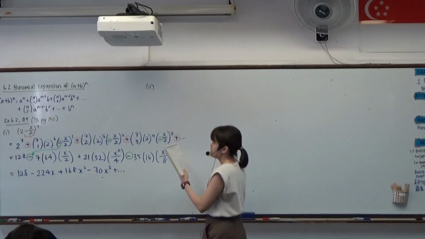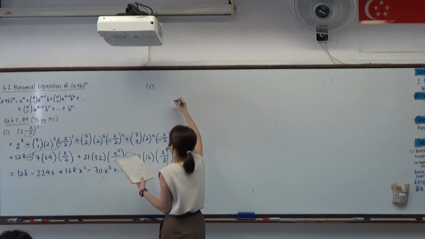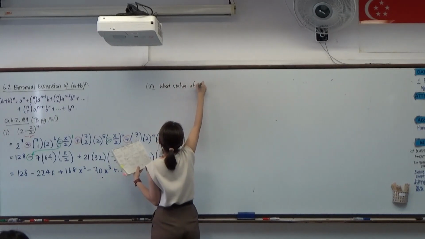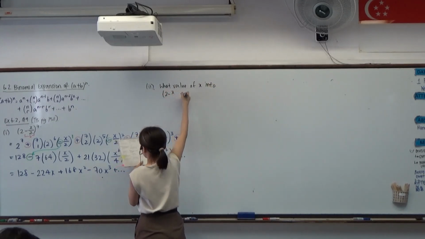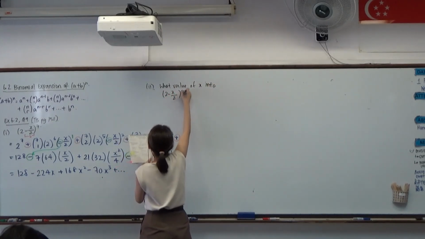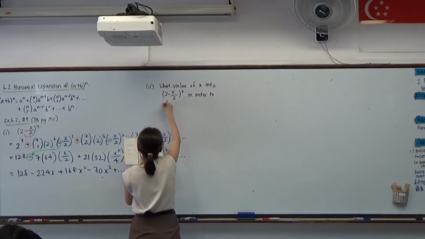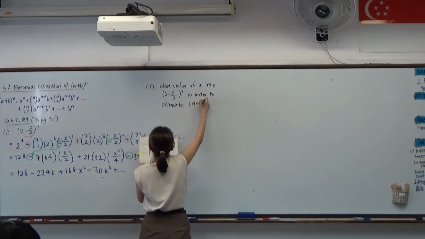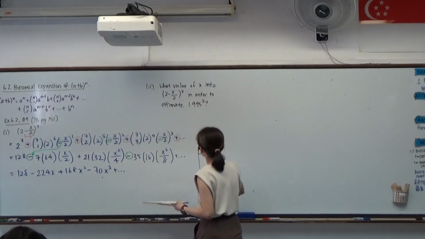Next one, part 2 is the one that maybe you have a bit of a hard time thinking about. The question asks, what value of x will you substitute into this expansion in order to estimate 1.995 to the power 7? And then you're asked to justify it as well.